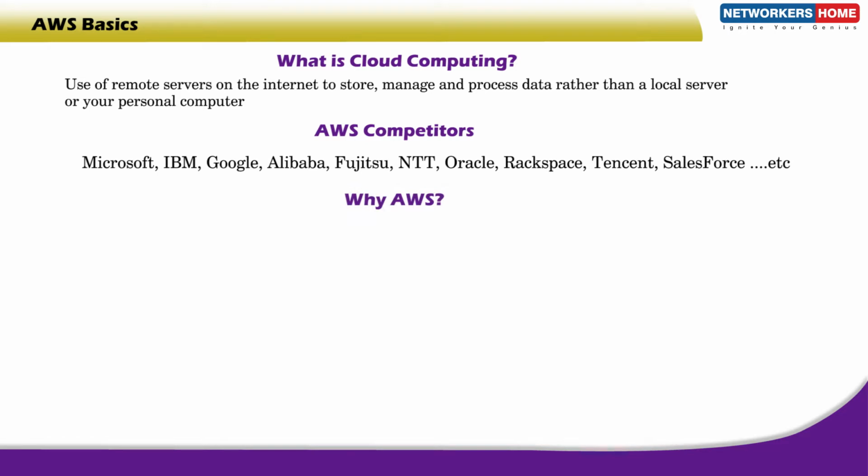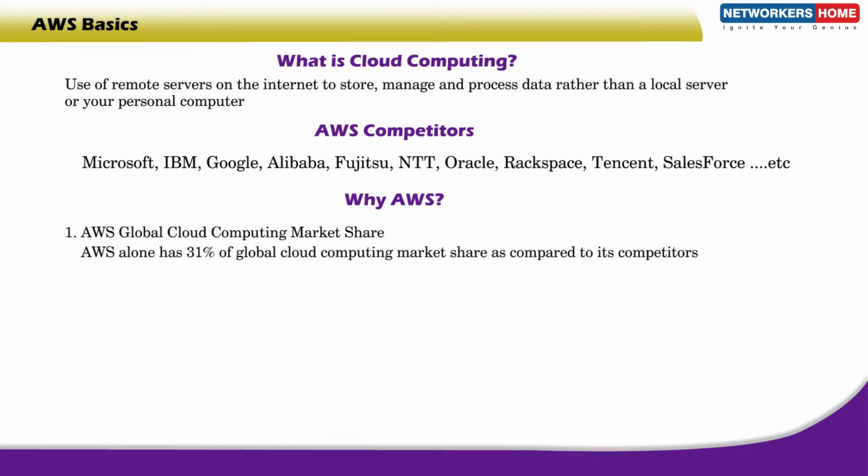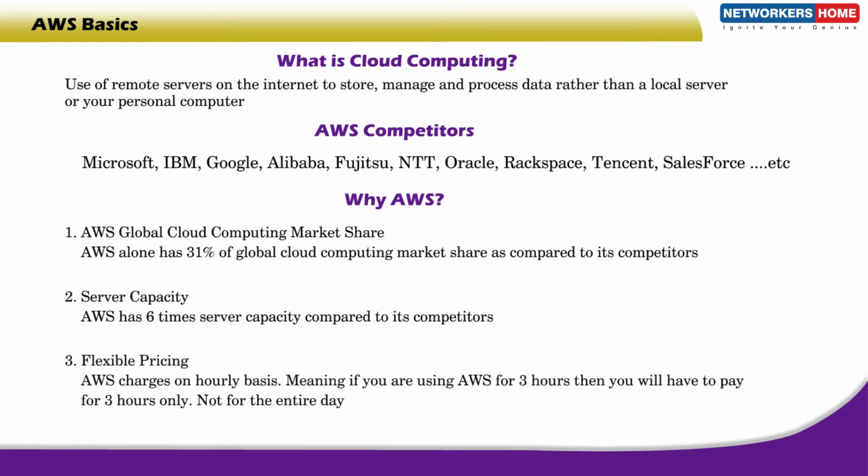Why AWS? There are three parameters. AWS Global Cloud Computing Market Share. AWS alone has 31% of global cloud computing market share as compared to its competitors. Server capacity. AWS has 6 times server capacity compared to its competitors. Flexible pricing. AWS charges on an hourly basis, meaning if you're using AWS for say 3 hours, then you will have to pay only for 3 hours, not for the entire day.